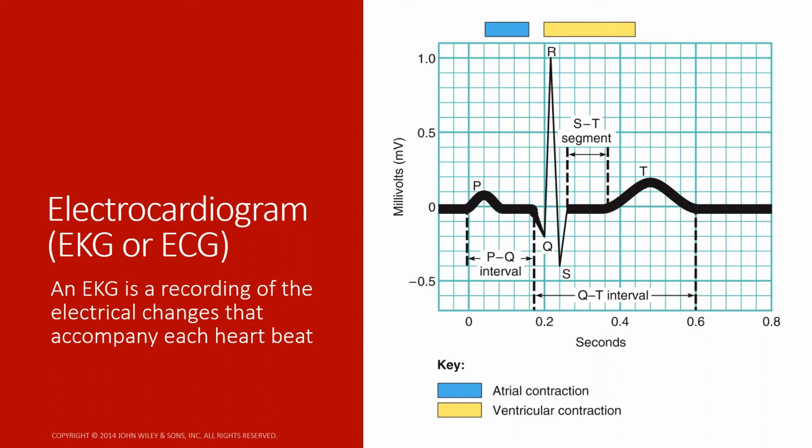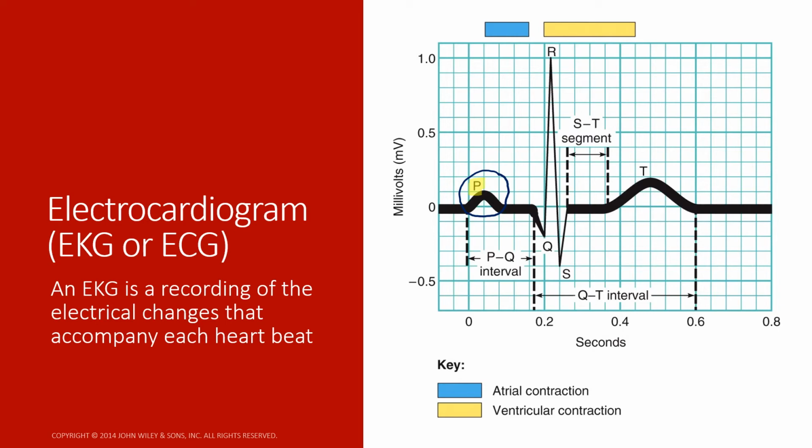Now the first one is called a P wave, and it's quite a small little hill or upward deflection on the chart here, and this represents atrial depolarization. And this atrial depolarization spreads from the sinoatrial node through contractile fibers in both atria.